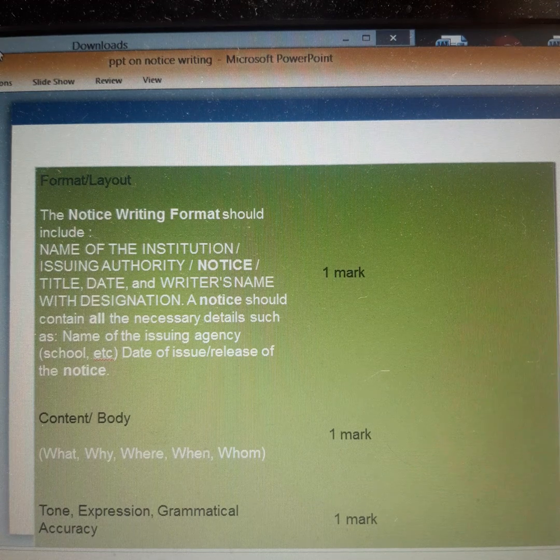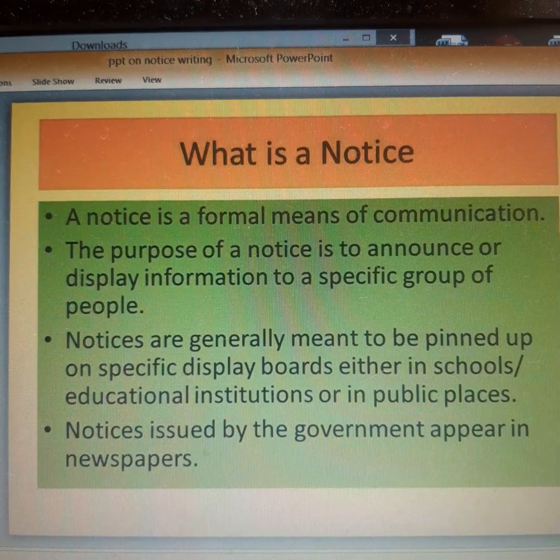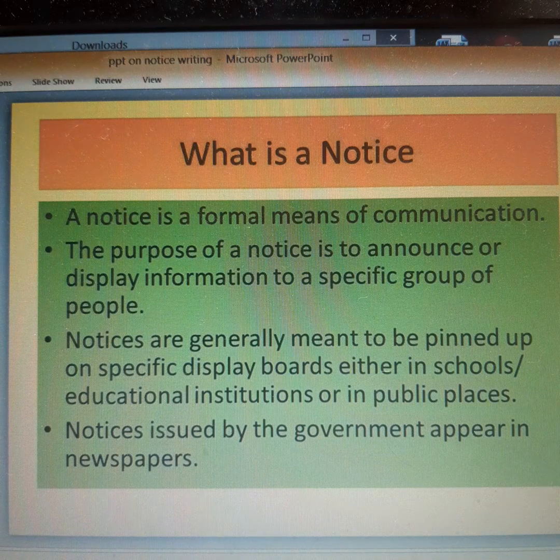Children, notices are very common. Okay, now what is a notice? A notice is a formal means of communication. If I say a formal means of communication, it means it is a formal piece of announcement that is displayed to a specific group of people. Now notices are generally meant to be pinned up on specific display boards or bulletin boards, children, either in schools, educational institutions, or in public places. Okay, next point.